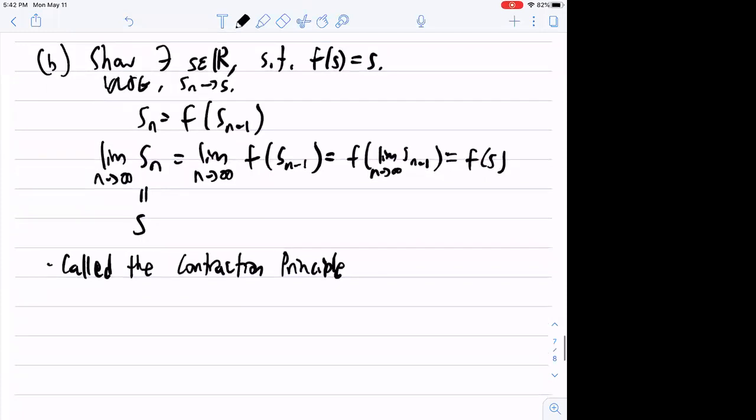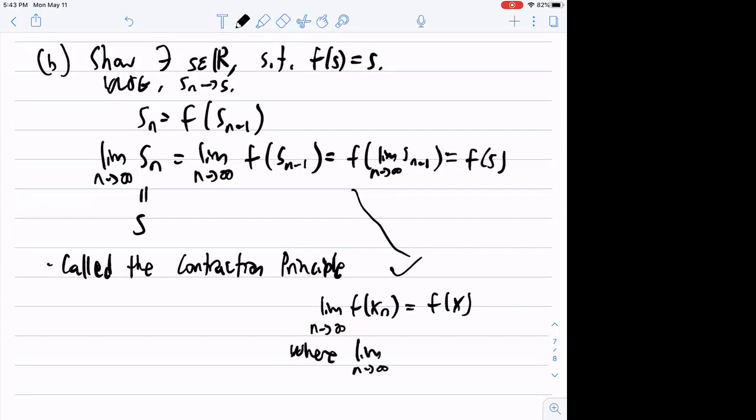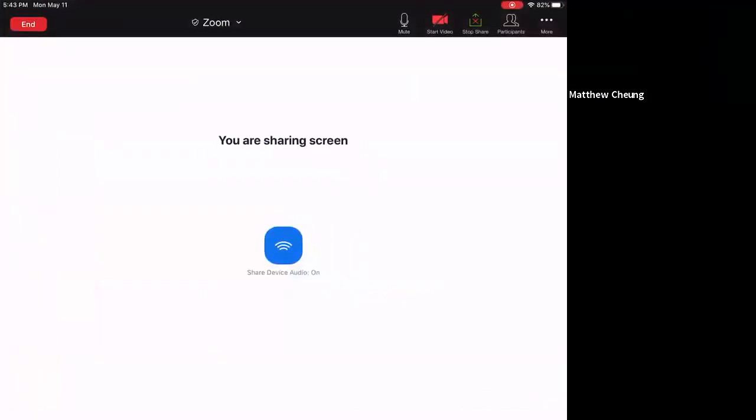Again, if you remember the definition of continuity, it just means you plug it in. So I'm pretty much using that. Okay, any questions so far?